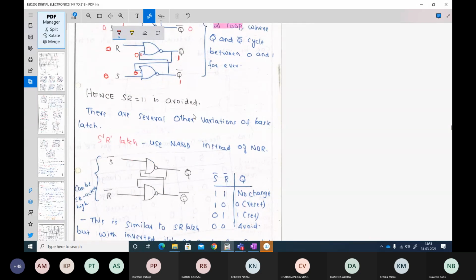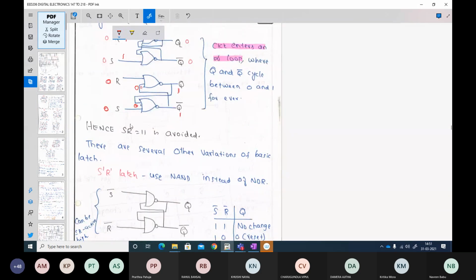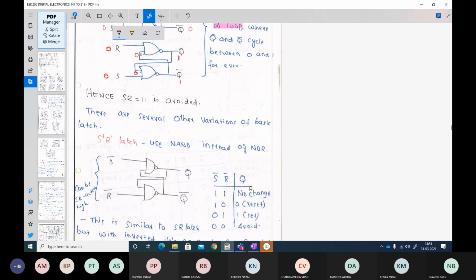So what people thought is, how do we avoid this SR equal to 1 1? People thought that they should try with a NAND gate. You know that NAND and NOR are complements of each other. Am I right? So when you replace this with a NAND, you have to replace your SR inputs also with their complements. So now this will become S bar and this will become R bar.